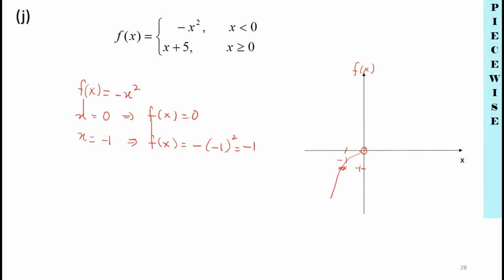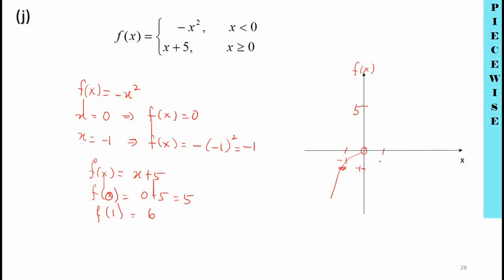And then for the other one, x plus 5. When x is equal to 0, you have f(x) is equal to x plus 5. So f(0) is equal to 0 plus 5, which is equal to 5. So (0, 5), and we have 5 here. So this is a linear function. For a linear function, you just need 2 points, so you can substitute any value of x. So let's say you find f(1). f(1) is equal to 6.